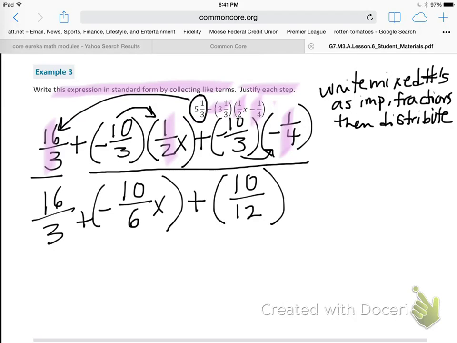So that's what we have there. We actually don't need to work with the x anymore because there's only one x term. We do have this 10/12 and this 16/3 to deal with. So if we make those into like fractions, those would be 12ths here, and that would be 12ths for 64, right?